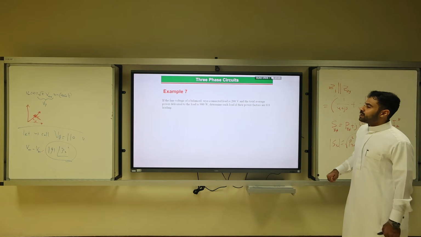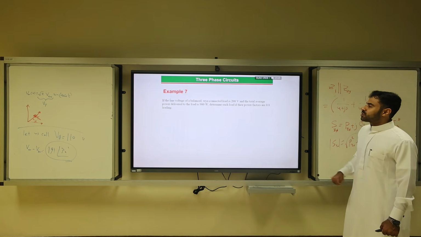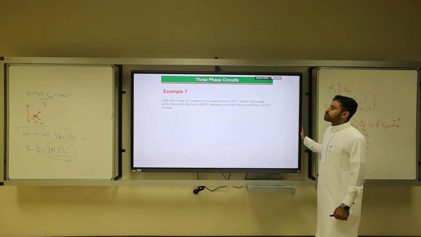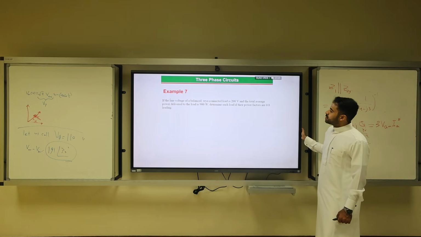Let's do this example. The line voltage of a balanced Y-connected load is 208, the total average power is 900, and the power factor is 0.8. Determine each load. So you have to find what? Z.